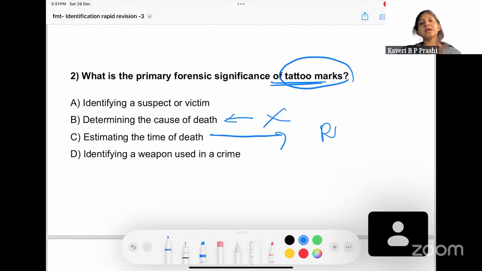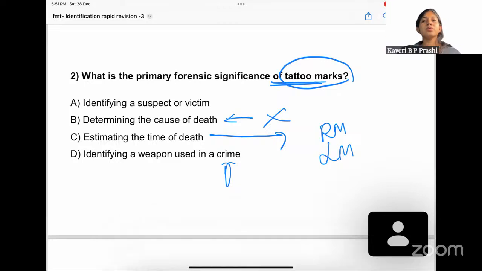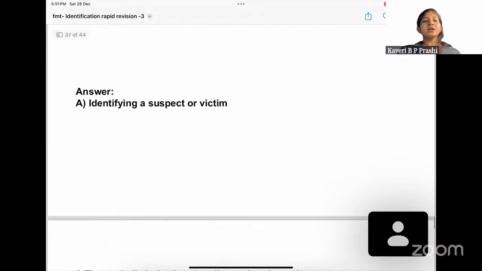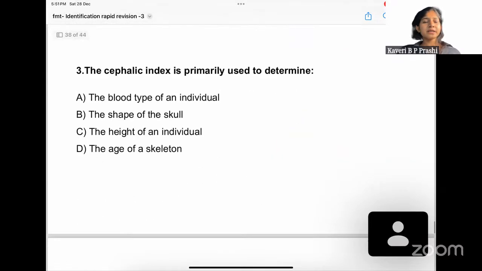For this, you see the rigor mortis, you see the livor mortis. You look at all these and say the time since death. And to find the weapon used? No. By that also you can't do it with tattoo marks. So what is the use of tattoo marks? Option number A, to identify a suspect or a victim. Coming to the next question, the cephalic index is primarily used to determine what?